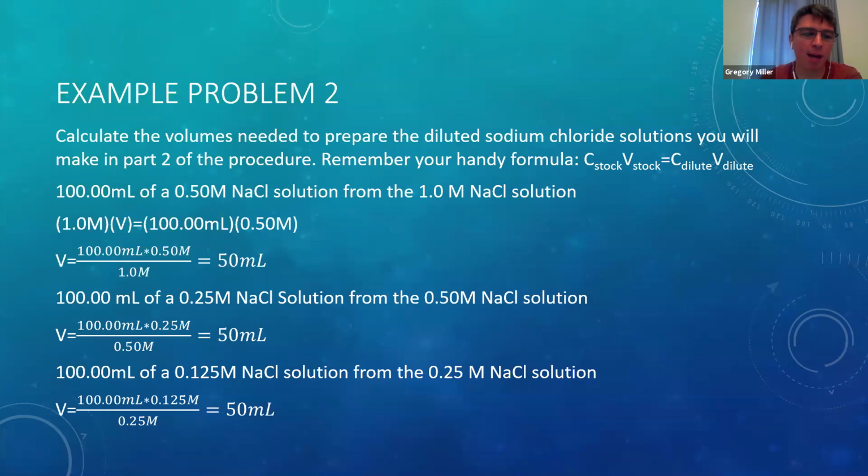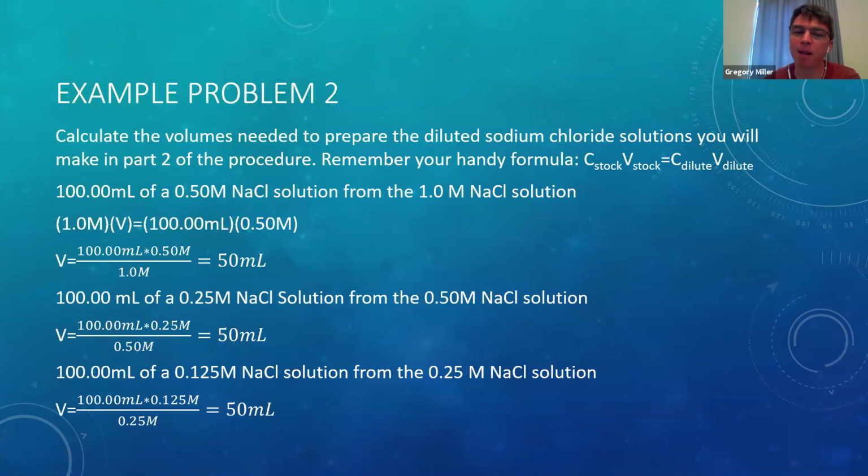Same thing, we need to make, again, 100 milliliters, this time of a 0.25 molar solution, so even more dilute, but we're making it from the 0.5 molar solution. So we do the same thing, plug in the numbers. Our starting solution is 0.5 molar. We don't know the volume of that we need for this step. We're making 100 milliliters of our 0.25 molar solution. We rearrange, and that number also comes out as 50 milliliters.